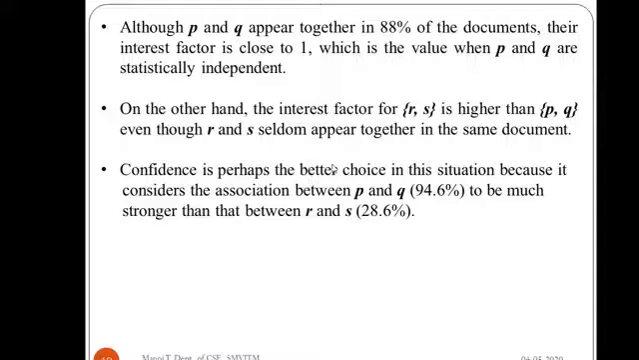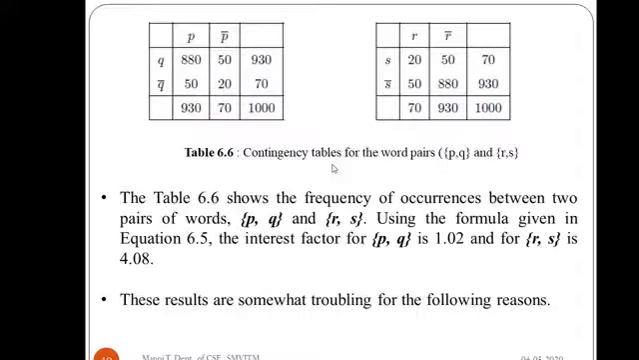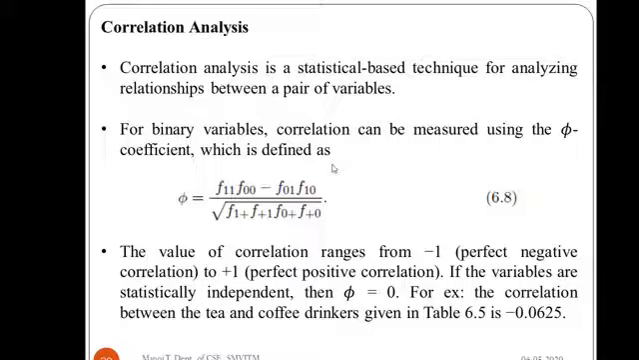So till now we have seen two measures, support and confidence, and then we went into the interest factor. This lecture will be a bit lengthy because we have to see two more measures: the correlation analysis, as well as one more which we call the IS measure. Next we will go to the correlation analysis.